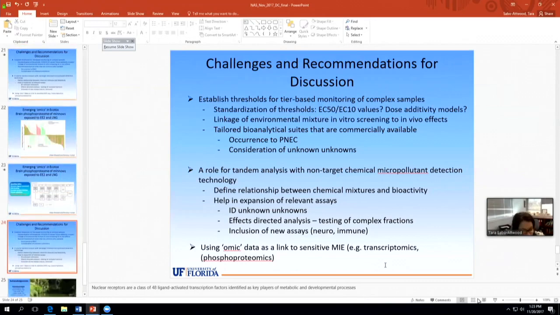And so I think important areas of discussion relate to three areas: thresholds to minimize false negatives, tandem advanced chemical analysis, and new omics that can help direct incorporation of in vitro assays into monitoring strategies. There could be some very interesting discussion about trust and confidence related to the type of work presented here, and consideration of complex environmental samples and such dialogue.